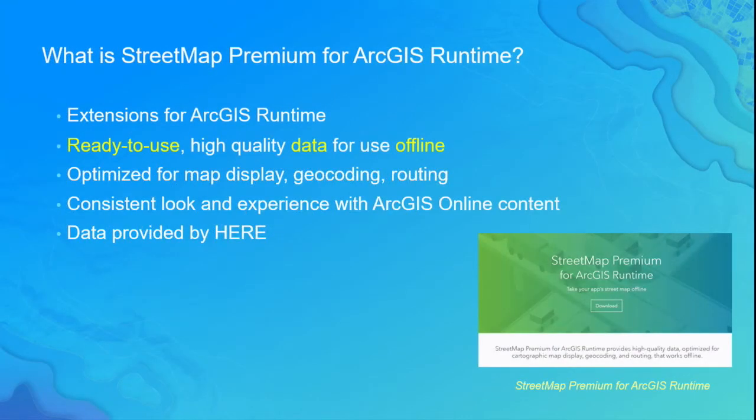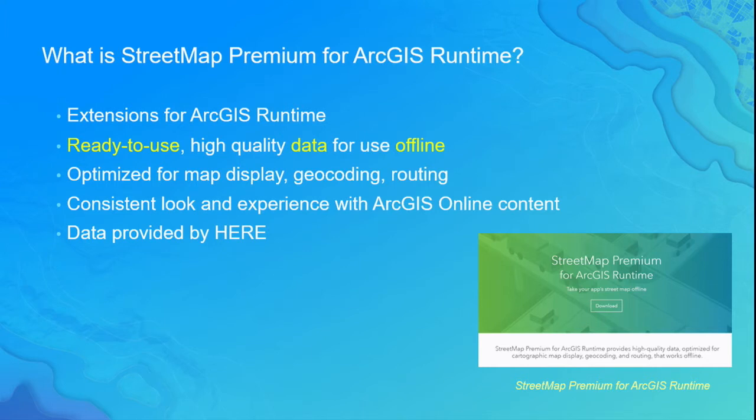So first question, what is StreetMap Premium for ArcGIS Runtime? Think of it as a set of data extensions to ArcGIS Runtime as a developer product. The key here is it's a set of ready-to-use, high-quality data for offline use, right? Prepackaged data for offline use. It's optimized for map display and also for geocoding and routing operations. In addition, other network analyst style operations we'll see a little bit later.